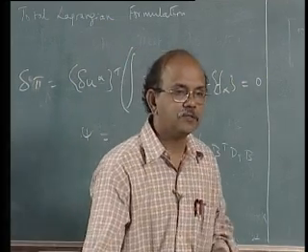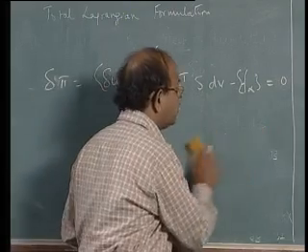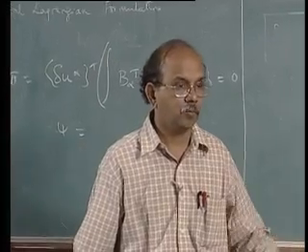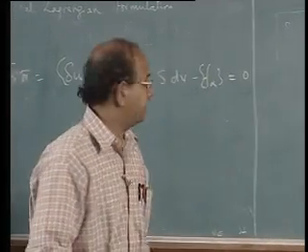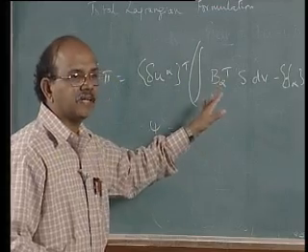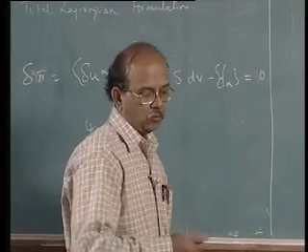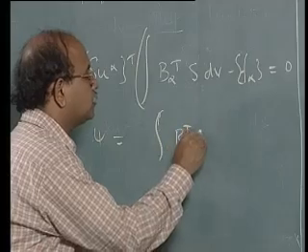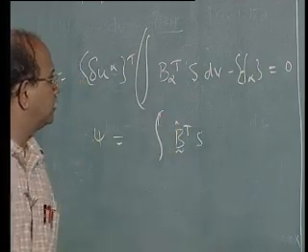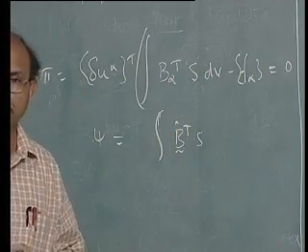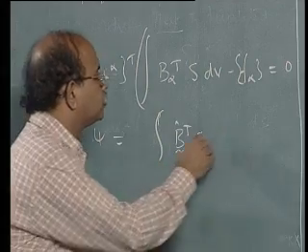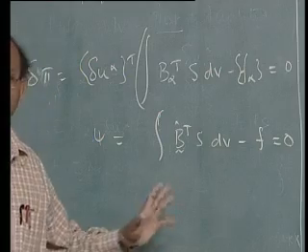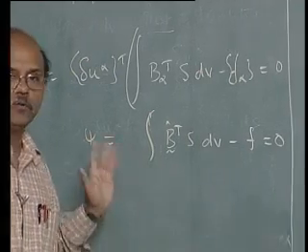But now this B is much more complex than what it was in my small strain problem. So let me write down, now that you know what this B contains. B contains B alphas. We can write this down as, for example, integral of B transpose S dV minus F is equal to 0. Okay, this is my starting point for my Newton-Raphson scheme.